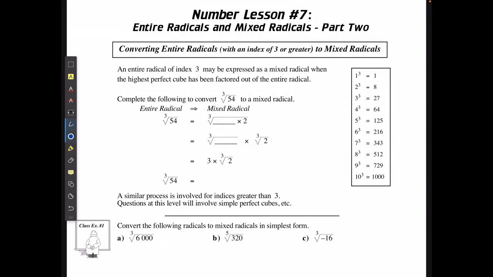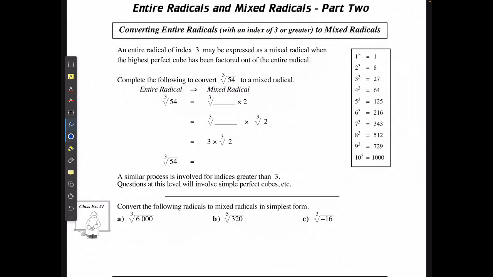Okay, so for this lesson, we're just going to take a look at how we convert between entire and mixed radicals when we're not taking a square root. So if we have an index that's 3 or greater. To start with, we're going to take a look at a cube root. An entire radical of the index 3 may be expressed as a mixed radical when the highest perfect cube has been factored out of the entire radical.